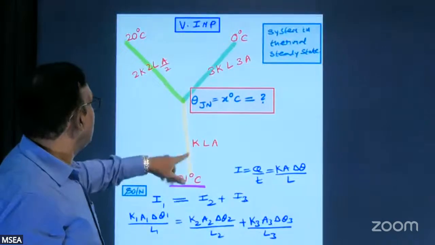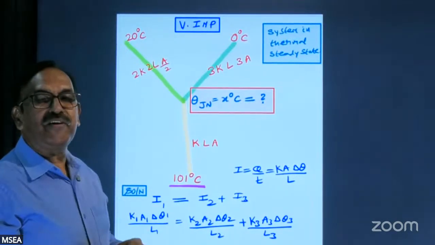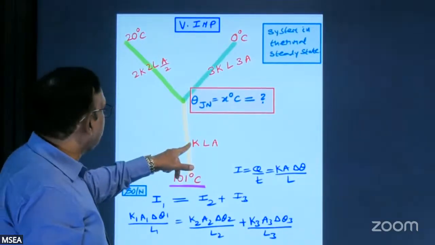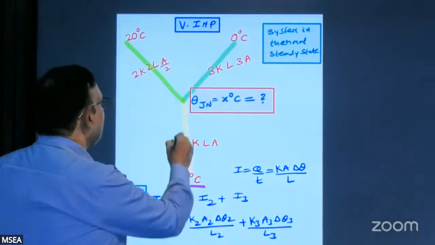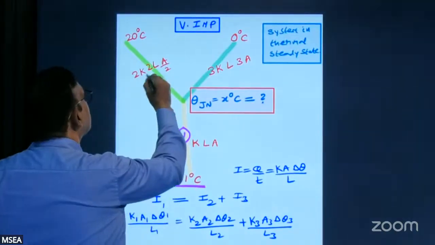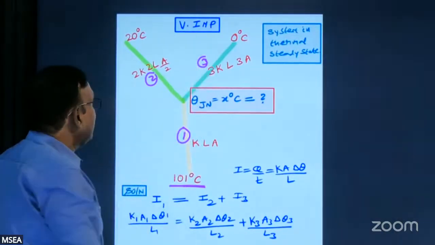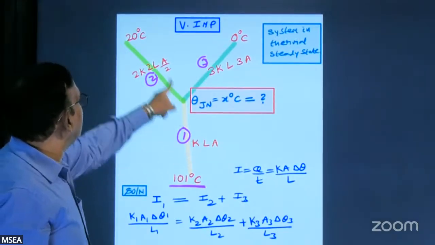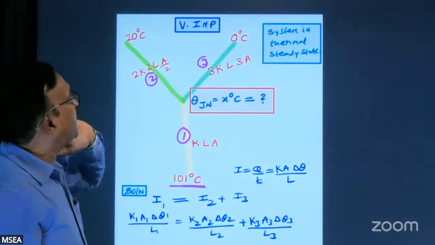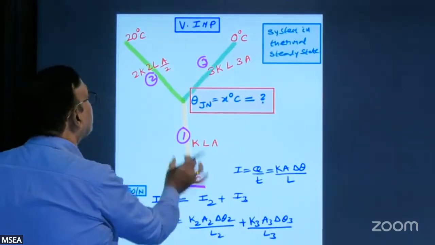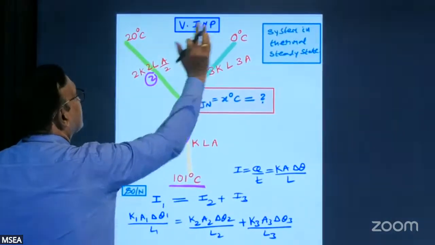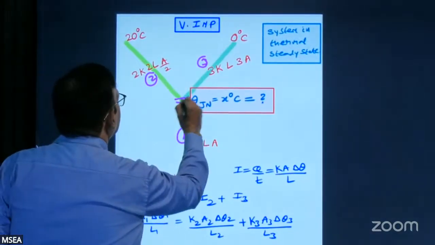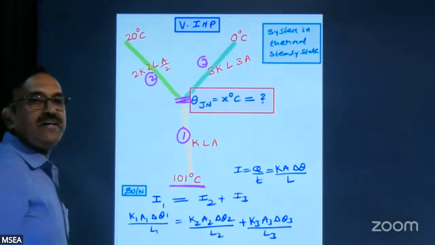Then say, there are three conductors arranged in the form of a Y shape. They have coefficients of thermal conductivity K, 2K, 3K. Let me call this number 1 conductor, this is 2, this is 3. This is first, second, third. Their Ks are like this, lengths like this, areas like this. Now, this end is at 101, this end is at 20, this end is at 0. I want to know what is the temperature of this particular junction. This is the junction, as you know. What is the temperature of the junction?